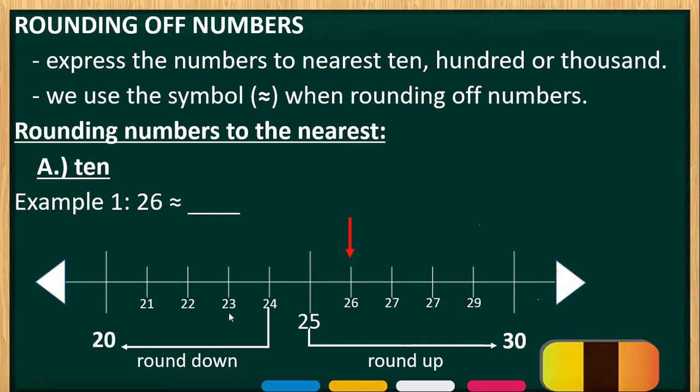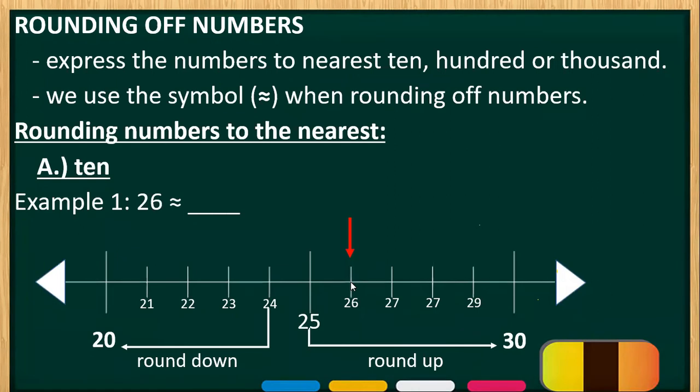Look at this. When we round down a number, meaning we round it to the smaller number. So when we are rounding down, we count from 21 until 24. That's considered as 20. And then if the number is 25 until 30, we round it up to the higher number. Our number is 26, which is here.